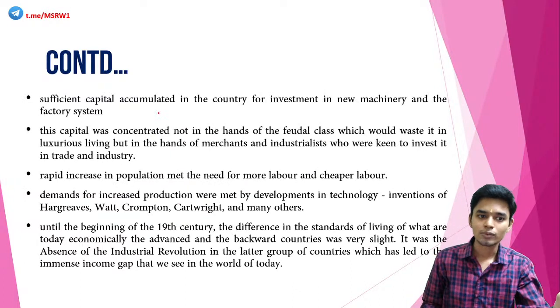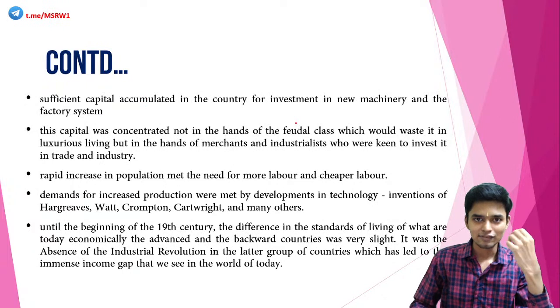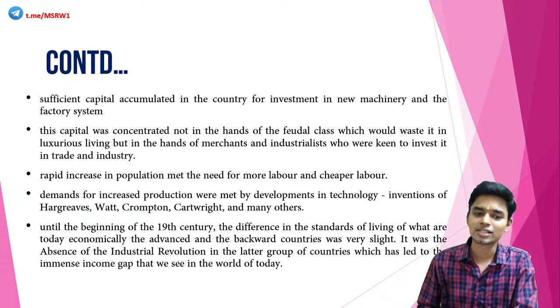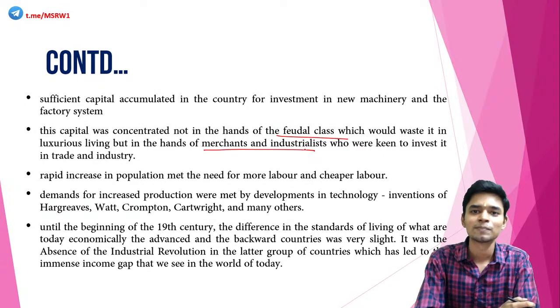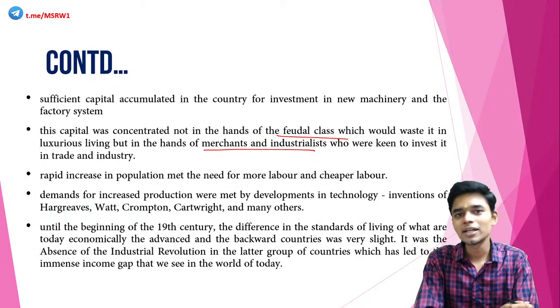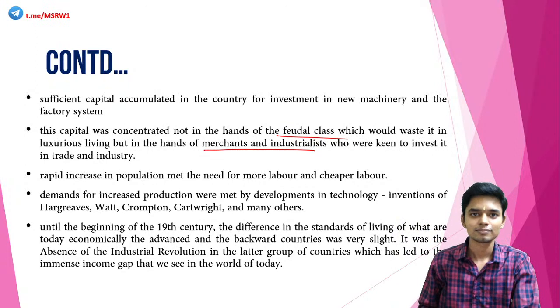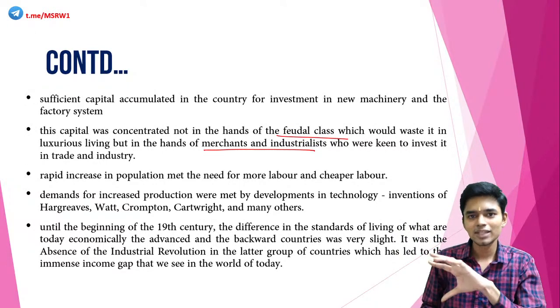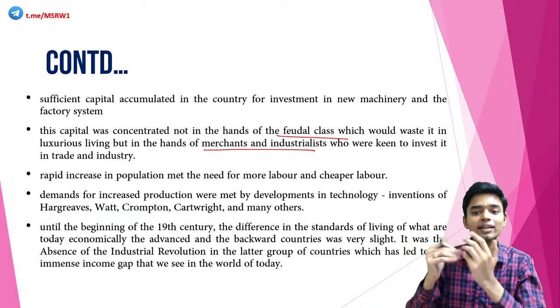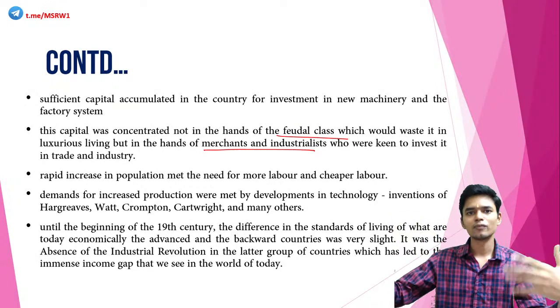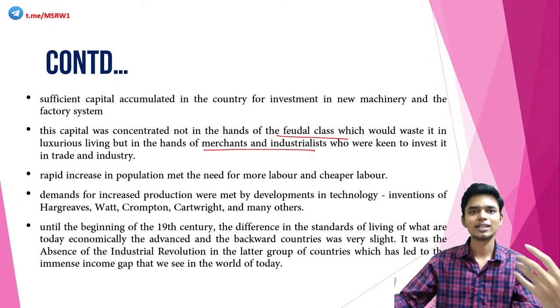So they were able to acquire sufficient capital as an investment into the new machinery and the factory system, which were the outputs of the Industrial Revolution. This capital was concentrated not in the hands of the feudal class but in the hands of merchants and industrialists. This is a very important thing. In Britain, there is a kind of class, the aristocracy, which is named the feudal class. The feudatories, if this extra income were concentrated in their hands, they would simply use it for luxurious living, or to become more and more wealthy for selfish personal needs.